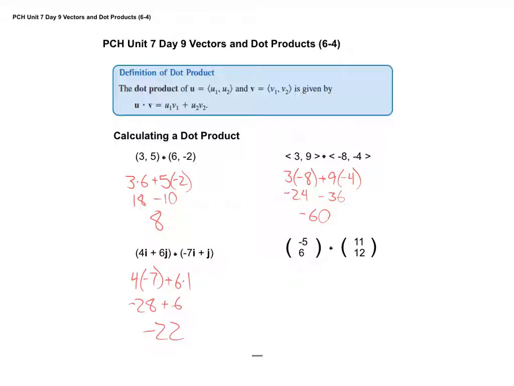And with our last one, which ones are the horizontal components? The ones on top. So negative 5 times 11 plus 6 times 12. Negative 55 plus 72 is 17. So it's a pretty simple formula, and once you get the hang of it, you'll do them really fast. But we're going to look at a couple of things that we can do with these in a sec.